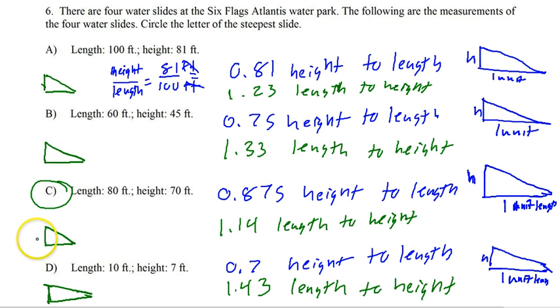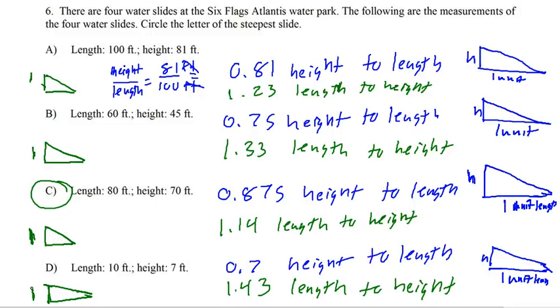If they all have the same height, 1 unit of height, then the shortest length is the steepest, and that's when your unit rates come into play. It didn't really matter how you divided these, but you had to put the units on there to really see which one was the steepest.